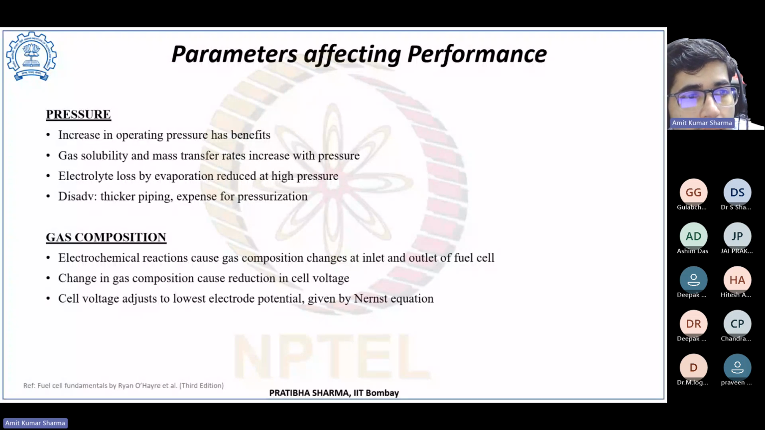Now, increasing the operating pressure has benefits. If you increase the pressure, then the gas solubility and mass transfer rates increase with pressure. Electrolyte loss by evaporation is reduced at high pressure. There is also a disadvantage: you need thicker piping, and there is the expense of pressurization. Now the gas composition. Electrochemical reactions cause gas composition changes at the inlet and outlet of the fuel cell. Changes in the gas composition cause a reduction in cell voltage, and cell voltage is adjusted to the lowest electrode potential given by the Nernst equation.